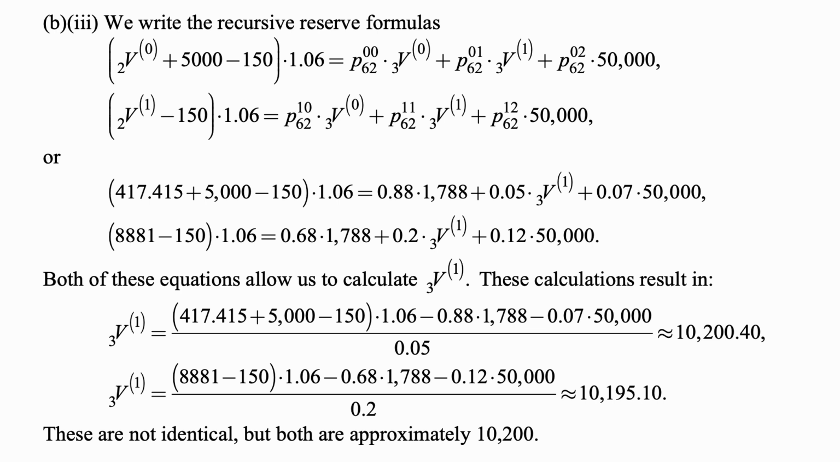And if we calculate it from the first one, then we get 3V1 as 10,200.40, and from the second one as 10,195.10. Well, it's a bit disappointing getting two different results. However, we're just supposed to calculate it to the nearest 100, I believe. So the approximation is 10,200.